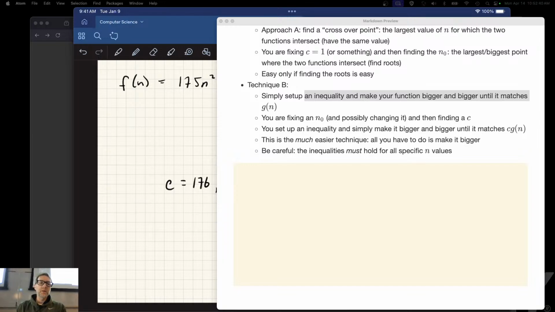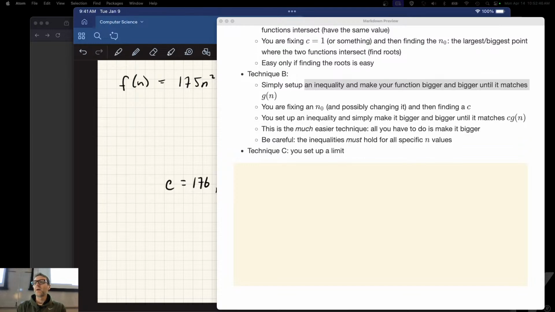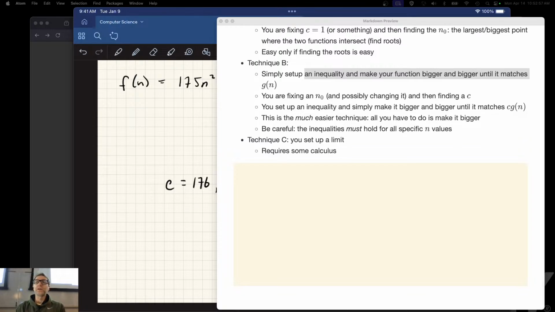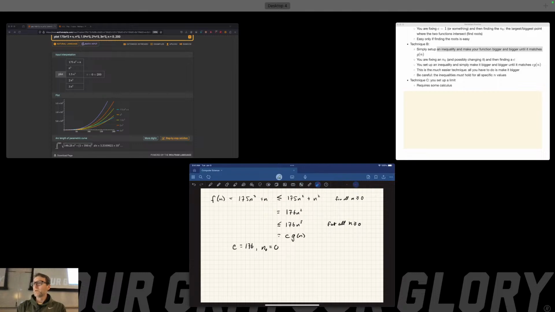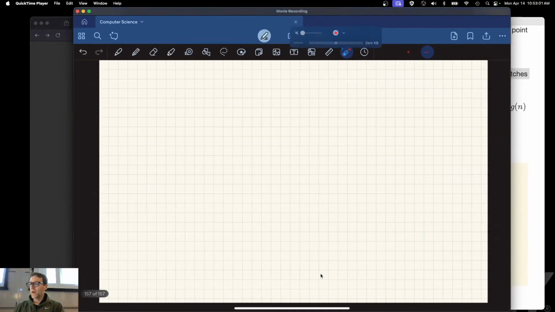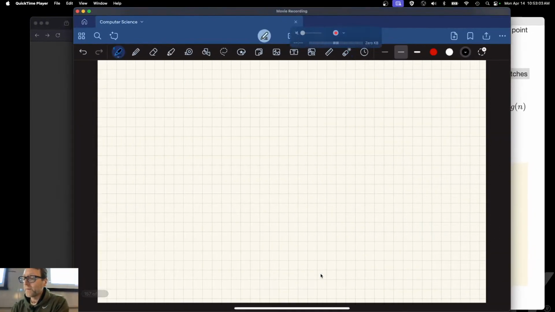Finally, the one that I'm going to cover the least is technique C, where you set up a limit. And I'm only going to cover this once, and we'll ignore it. If you don't know calculus, that's fine. But if you have calculus, it requires calculus, right? Then it's really, really easy, okay? Let's come over here and set up a limit. I'm going to state it first.